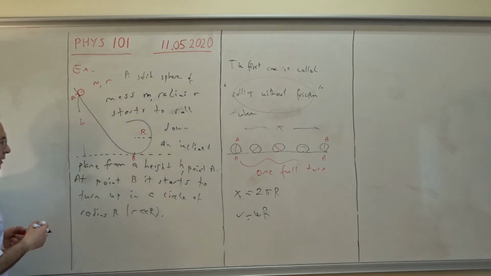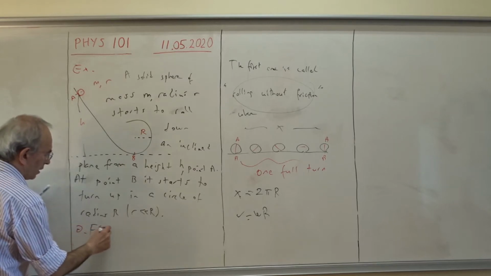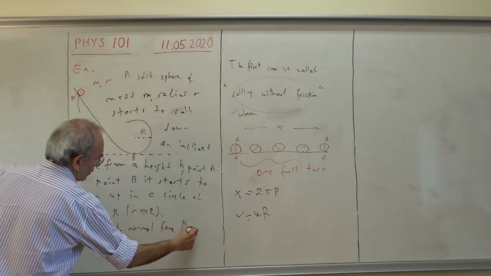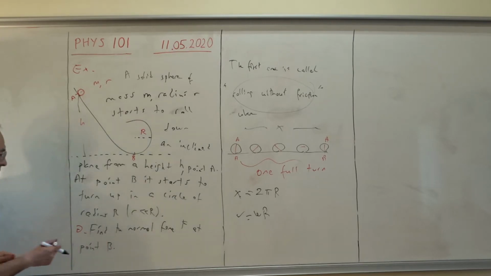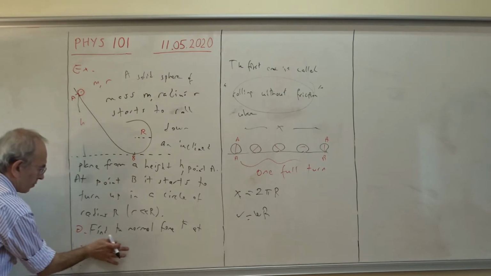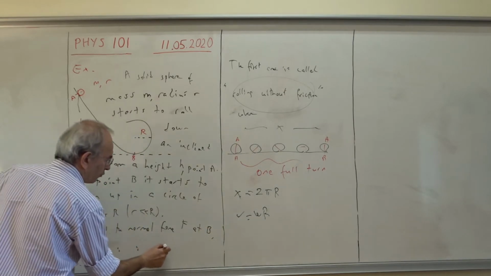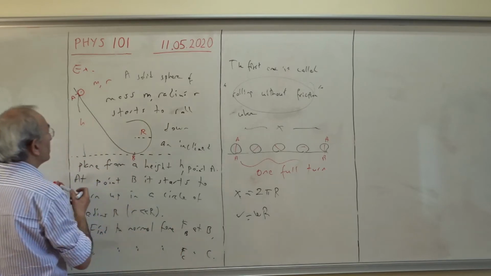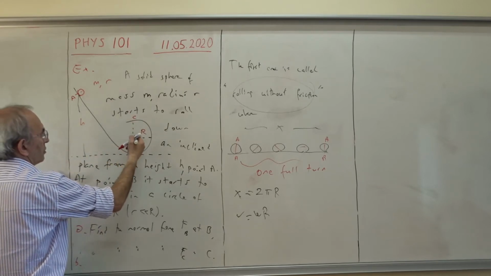Alright, find the normal force F at point B, for instance. Find the normal force FB at point B, FC at point C. C is, by the way, the uppermost position. This is C, that is B. So this is perpendicular.